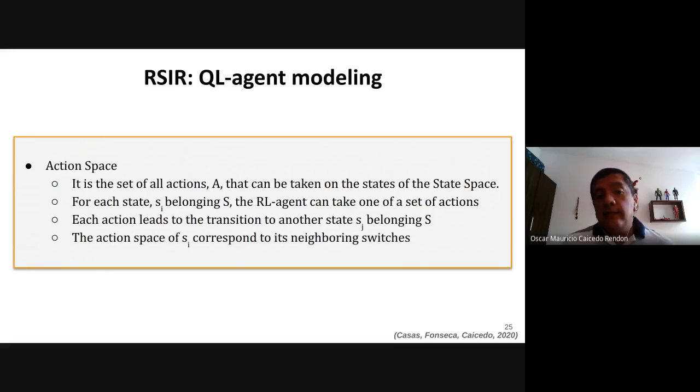The next step is to define the action space. What are the actions that the agent can execute? In this case, we are located in a node, and the action that this switch can execute is to move to the neighbors. Basically, our action space for each switch corresponds to the neighbors of that switch.